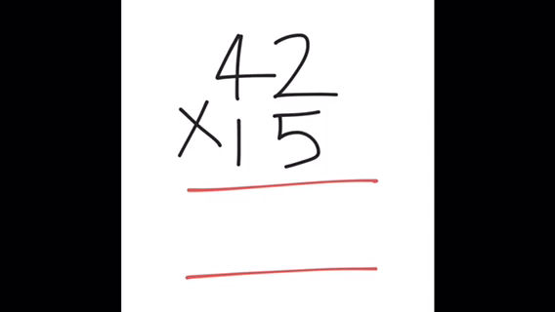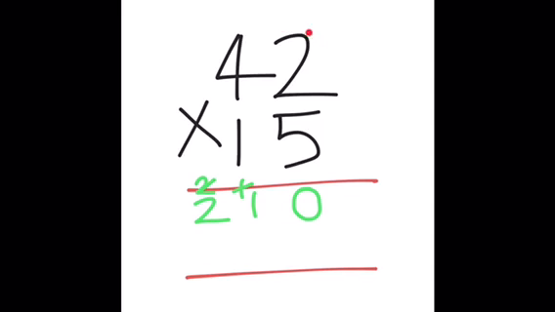First of all, we're going to do the 42 times by the 5. So 5 times 2 equals 10, we put the 0 up and we carry 1. Next up, we've got 5 times 4, which equals 20, and our 1, which gives us 21. We've got no other numbers to times, so that little 2 becomes a big 2. So far, we've got 210.